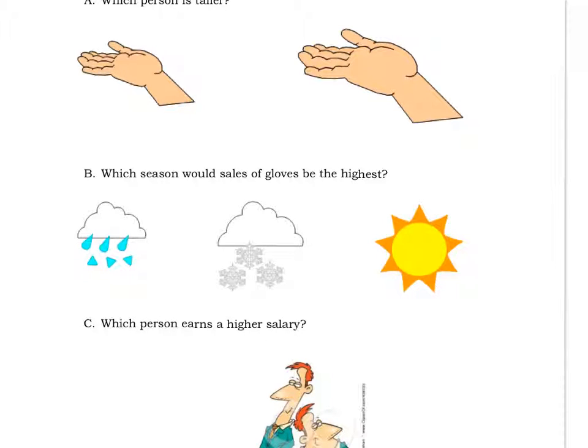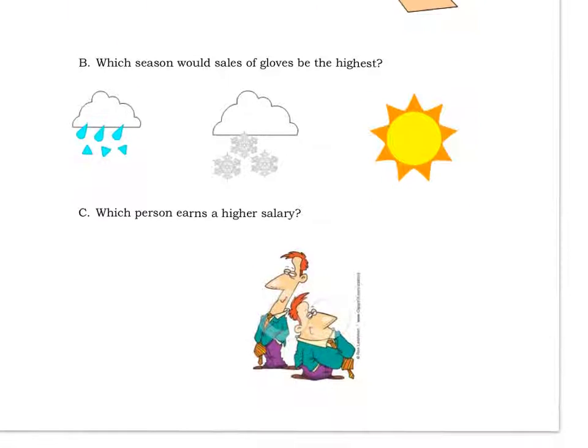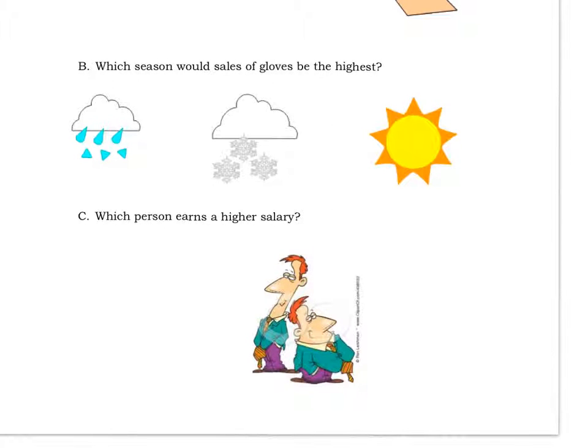This is called a decreasing relationship because the temperature is going down or decreasing, but the sale of gloves is going up. So they're going in opposite directions. And finally, in C, height does not affect your salary. So there's no relationship between height and salary. So those are the 3 types of relationships: increasing, decreasing, or no relationship.